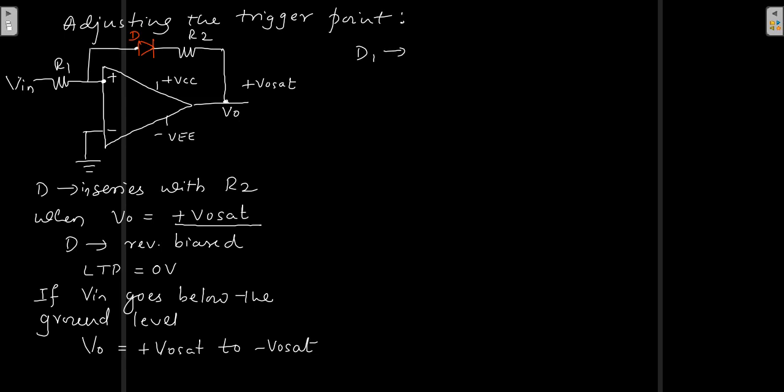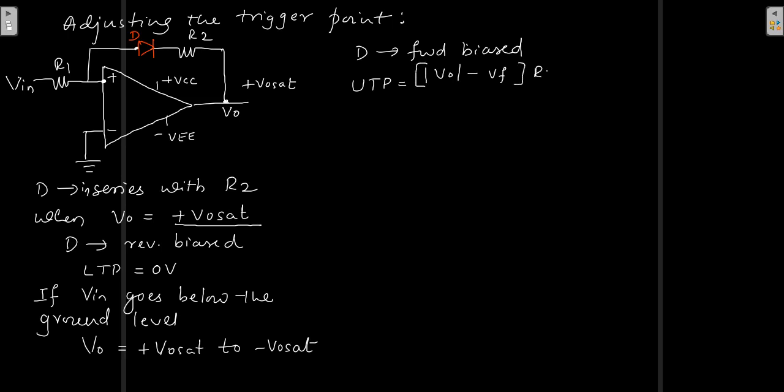The diode will become forward biased, correct? The diode will become forward biased. So obviously now, once the diode becomes forward biased, you have the equation for UTP, which will be slightly changing now because of the voltage drop across the diode, right?